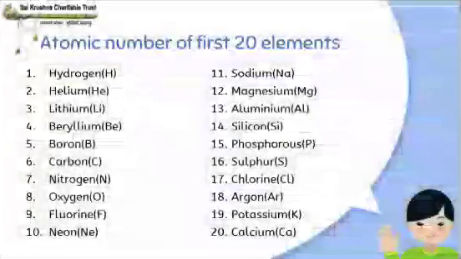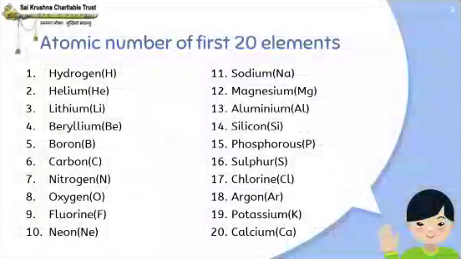Fourth is beryllium, Be. Fifth, boron, B. Sixth, carbon, C. Seventh, nitrogen, N. Eighth, oxygen, O. Ninth, fluorine, F. 10, neon, Ne. 11, sodium, Na. 12, magnesium, Mg. 13, aluminium, Al. 14, silicon, Si. 15, phosphorus, P. 16, sulfur, S. 17, chlorine, Cl. 18, argon, Ar. 19, potassium, K. And 20th is calcium, Ca.